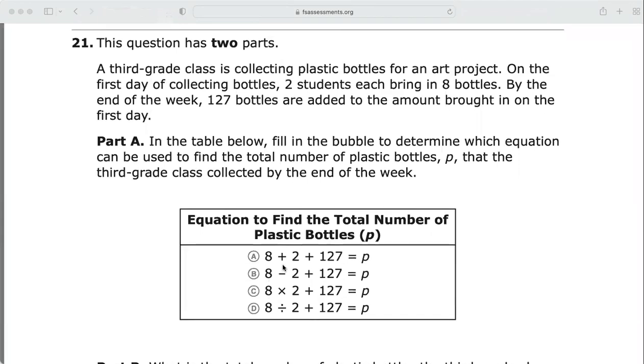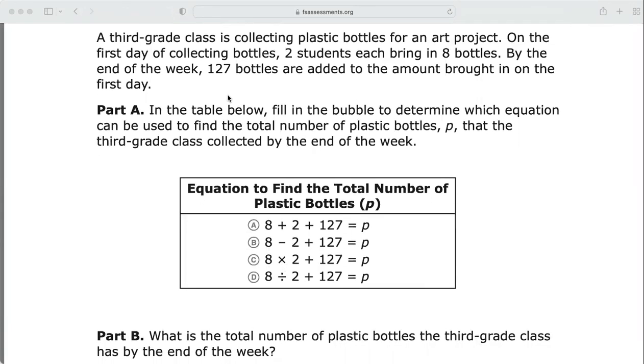Oh, here's a 2-part question. A 3rd grade class is collecting plastic bottles for an art project. On the first day of collecting bottles, 2 students each bring in 8 bottles. By the end of the week, 127 bottles are added to the amount brought in on the first day. So what would be the math sentence for this?